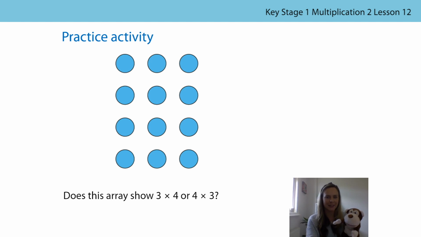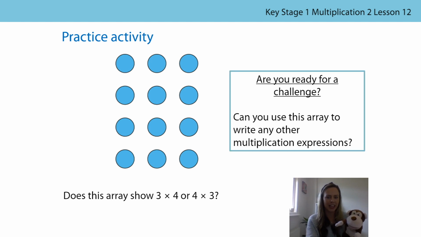We've got a practice activity for you now. You can see that there is an array of counters. I would like you to have a think about whether this array shows 3 times 4 or 4 times 3. You might want to circle the counters into equal groups to help you to see which expression the array represents. It might represent both expressions.